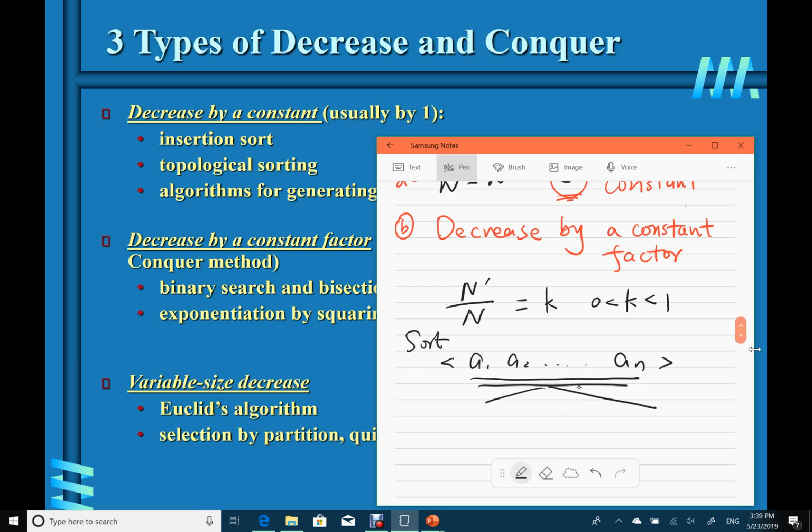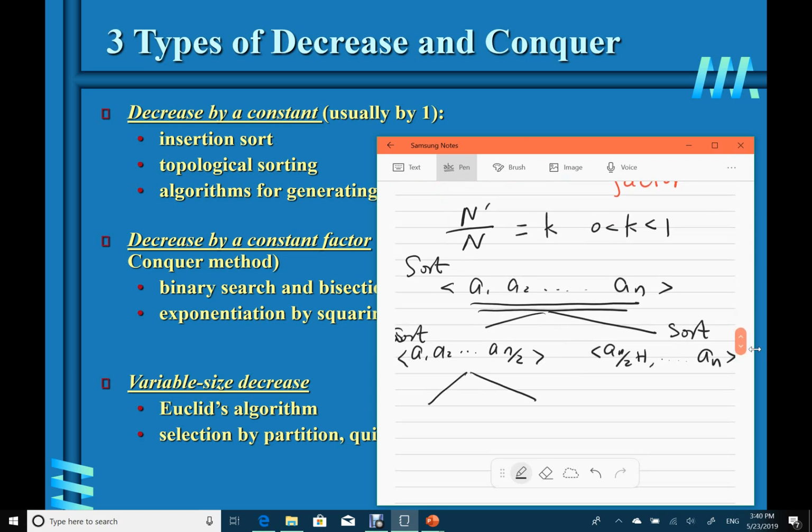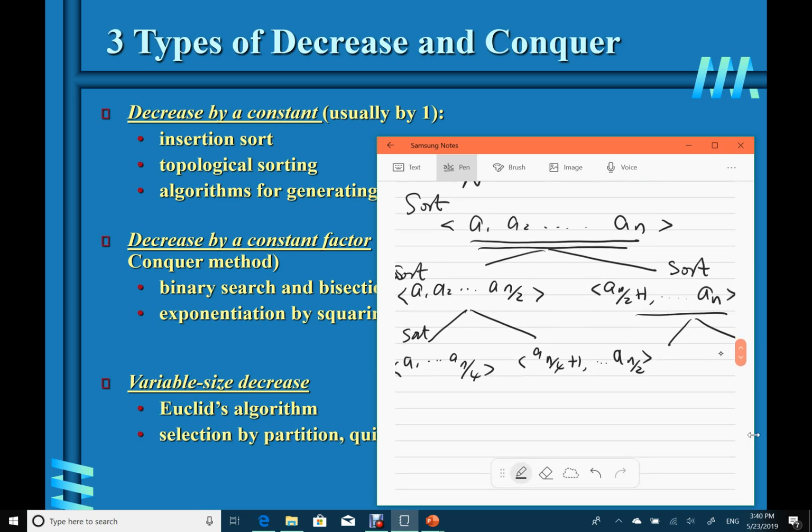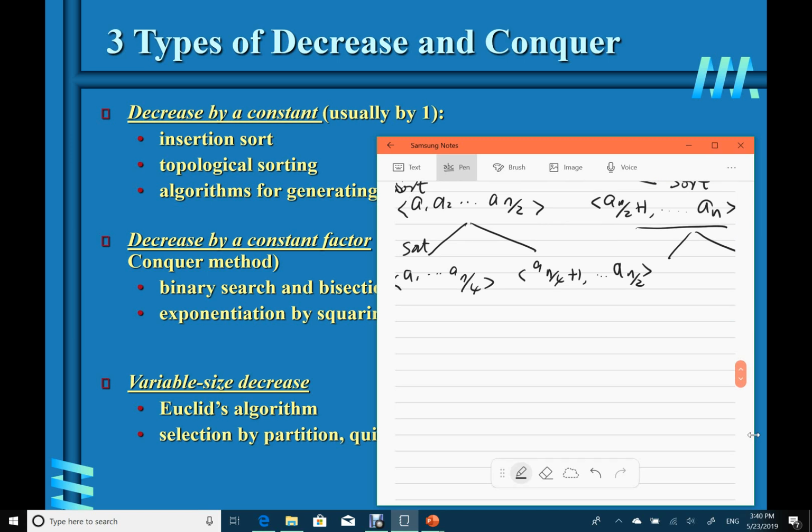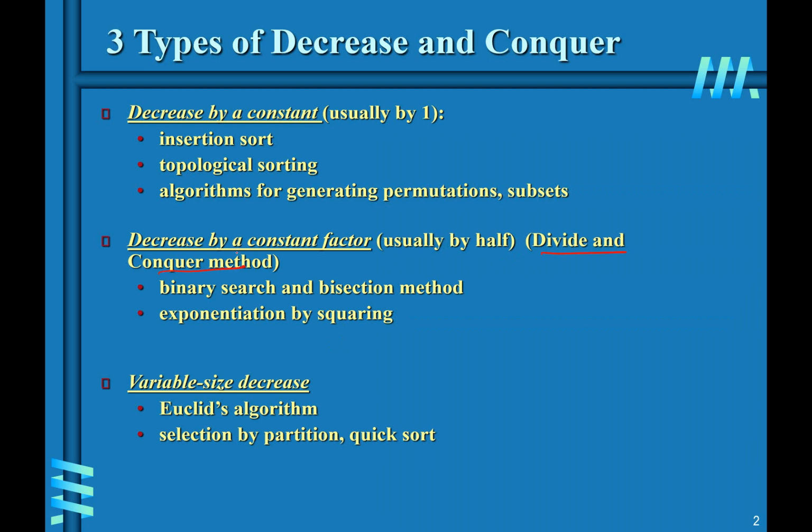You say, okay, I want to sort A1 through AN divided by 2, and you want to sort AN divided by 2 plus 1 to AN. Next iteration, you cut again using the same procedure: sort A1 through AN divided by 4, and AN divided by 4 plus 1 to AN divided by 2. You cut into smaller instances following the same procedure, and in each procedure you remember to combine the results. So this is decrease by a constant factor, which also corresponds to the divide and conquer method.